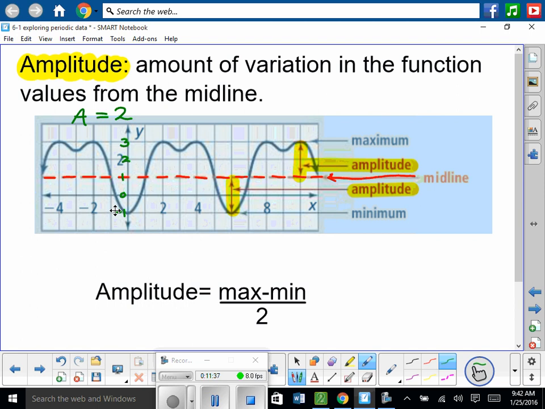Yeah, the amplitude is from the midline up, the distance up. Height from midline. The tricky part is that the midline's not always at the x-axis. So the way I would do this is I would find the amplitude.